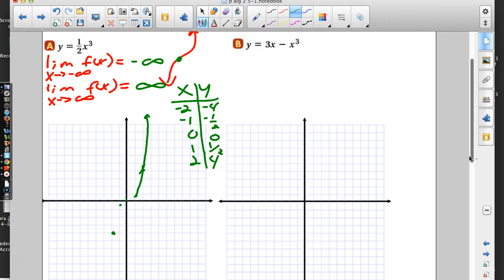And again, don't forget for your arrows, you need to make it look like it's almost going straight up and down.